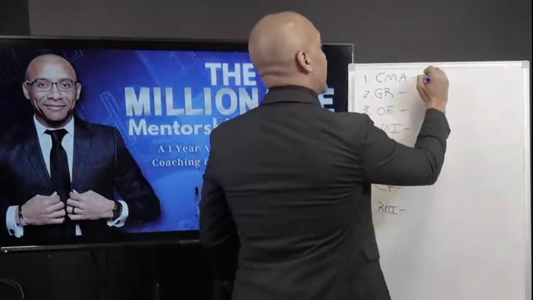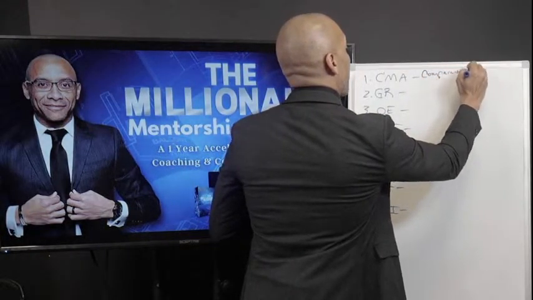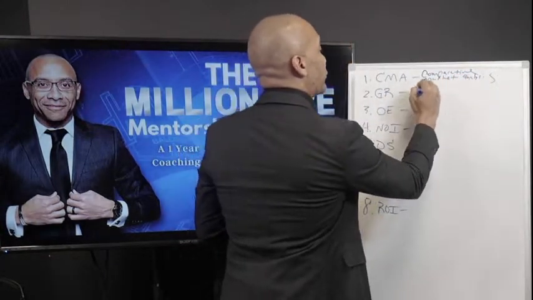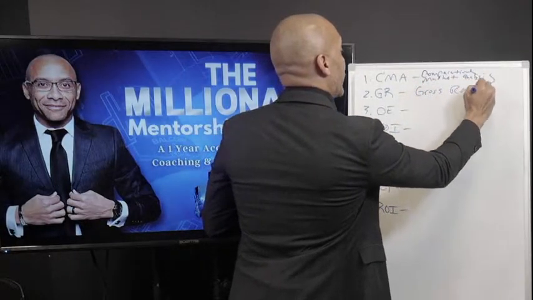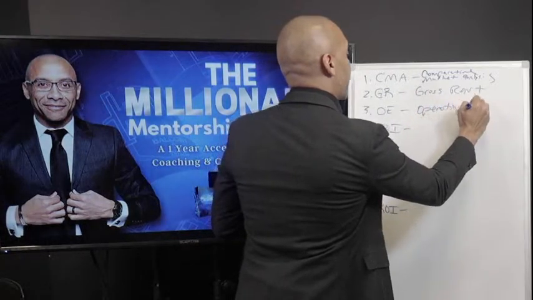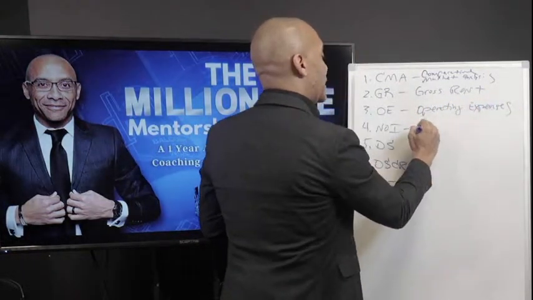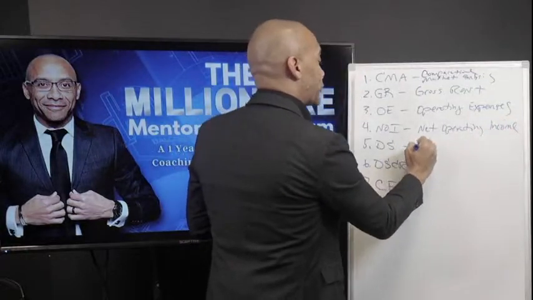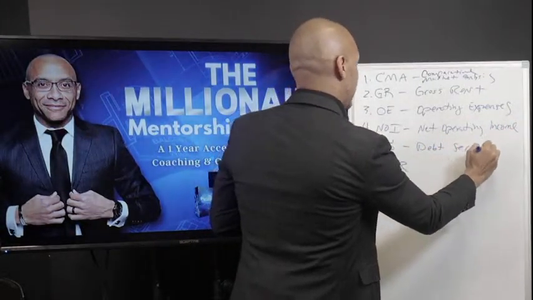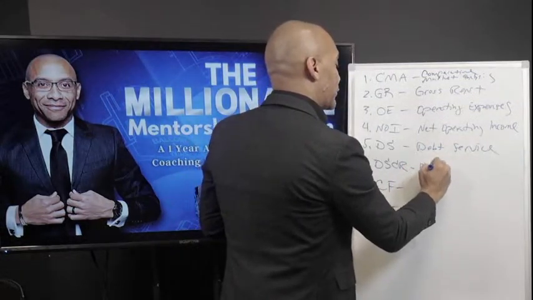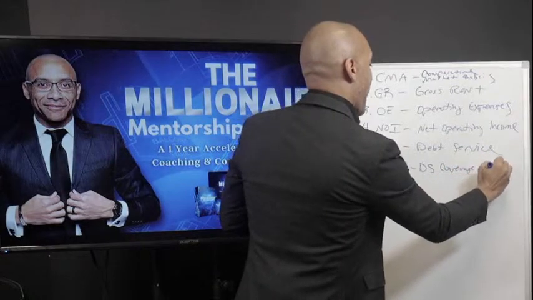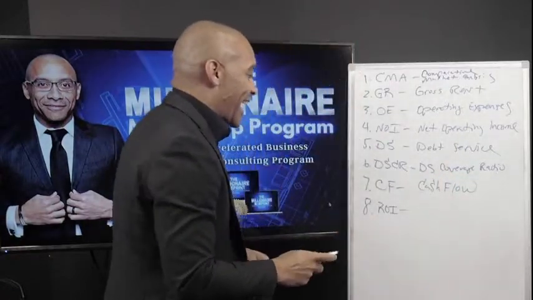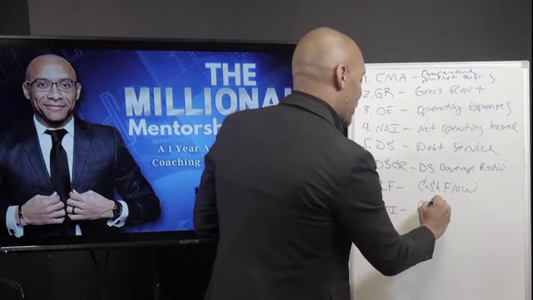So CMA is a comparative market analysis. GR is for gross rent. OE is for operating expenses. NOI is for net operating income. DS is for debt service. DSCR is for debt service coverage ratio. CF is for cash flow. Cash flow, like my rich uncle says, cash flow. ROI is for return on investment.